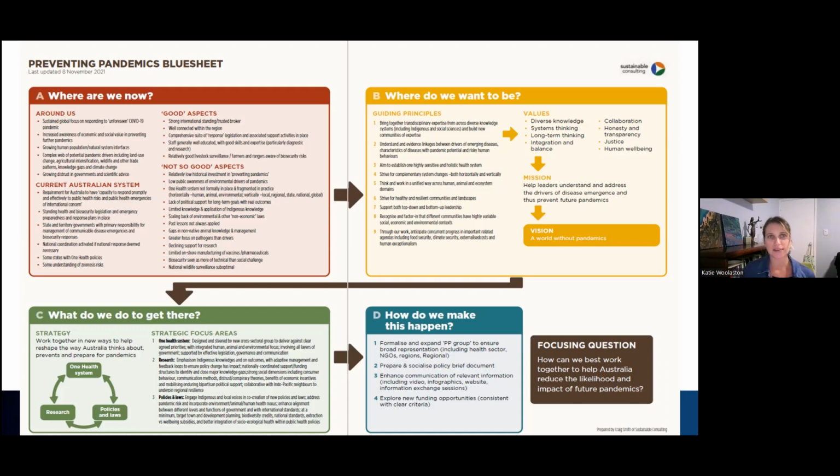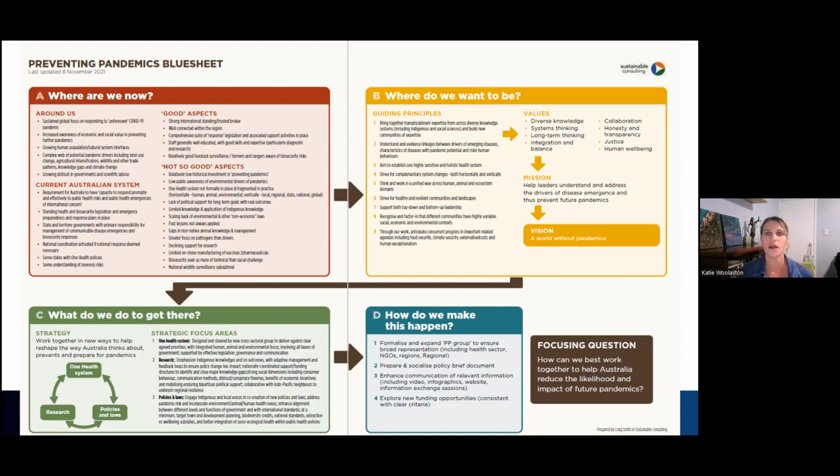And so what we did is we started with just having a chat about, from our own perspectives, what is happening in the One Health space in Australia currently? What are the good things that Australia does? What is it doing really well in the One Health space? And then what are the not so good things? Like, where do we not have enough information? Where do we need more research? Or what are we just generally doing poorly?